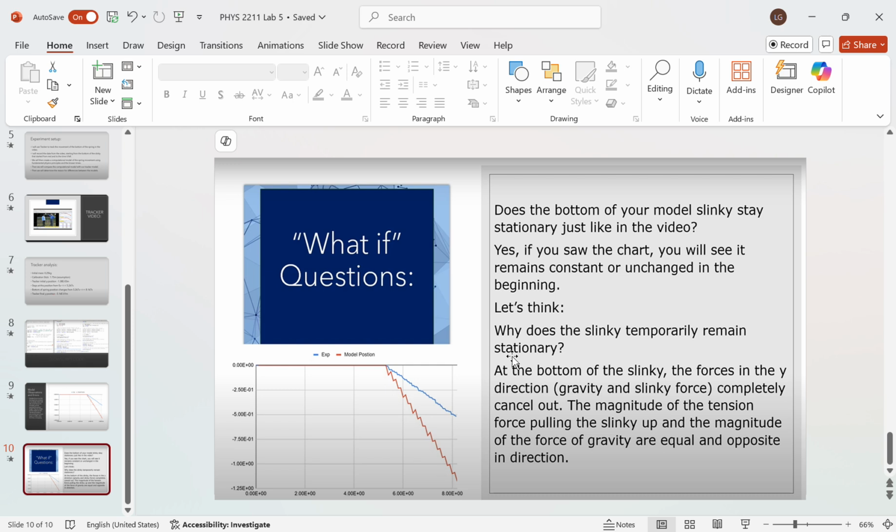Why do you think the Slinky temporarily remained stationary? Well, this is because at the bottom of the Slinky, the forces in the Y direction, gravity and the Slinky force, completely cancel out. The magnitude of the tension force pulling the Slinky up and the magnitude of the force of gravity are equal and opposite in direction. Therefore, there is no change to the position of the bottom of the Slinky in the first about 5 seconds.